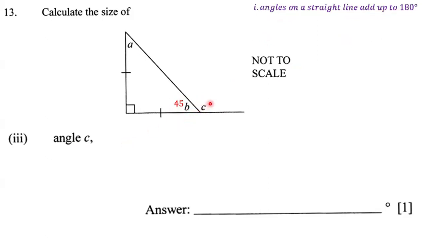And so in order to determine the size of angle C, what we're going to do is we're going to say 180 minus 45. And 180 minus 45 is definitely 135. And so that means that the size of angle C is 135 degrees.